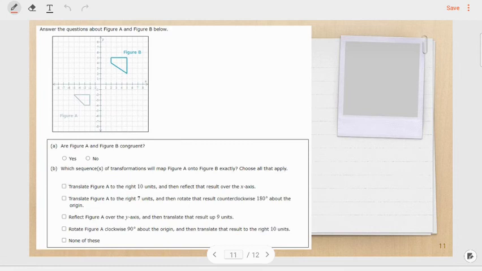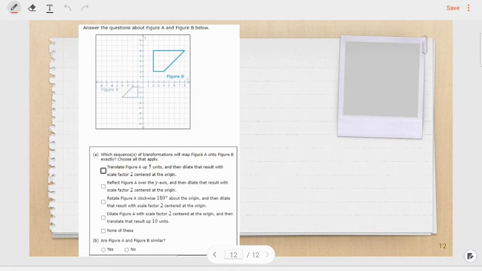So let's try one or two more just to make sure we've got these. Figure A to figure B. Notice I'm checking first to see if they're even congruent, because if not, I can just click none of these. My last option, okay, so which is going to map figure A to figure B? Well, now I notice that they are not congruent, but it doesn't ask me if they're congruent. It asks me at the very bottom if they're similar.